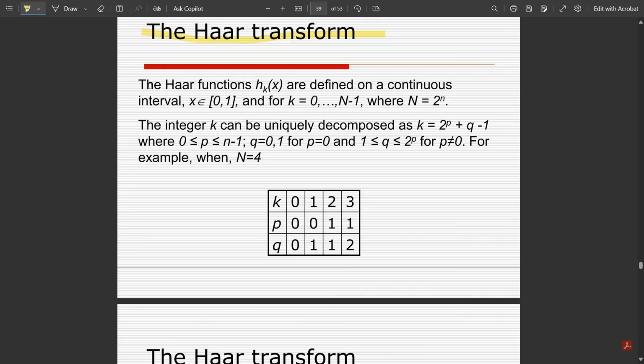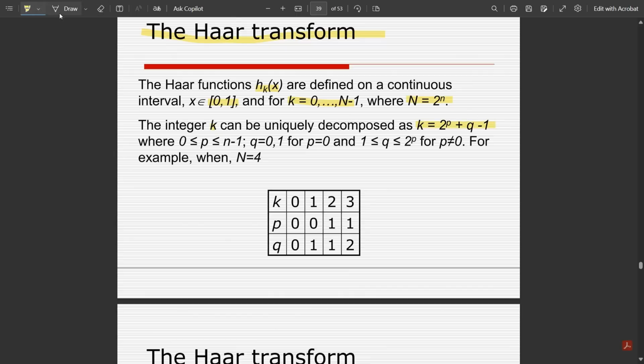The HAAR functions, that is hk of x, are defined on a continuous interval. So the HAAR transform is defined on a continuous interval, it is not discrete in nature. From a continuous interval the HAAR transform is picked and defined, where x belongs to 0 comma 1, for k equal to 0 to N minus 1, and N is equal to 2 power n. The integer k can be uniquely decomposed as k is equal to 2 power p plus q minus 1.